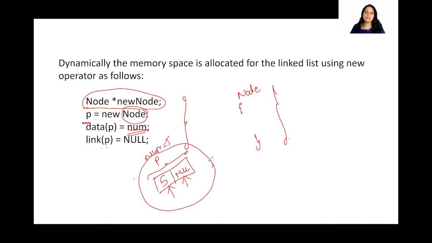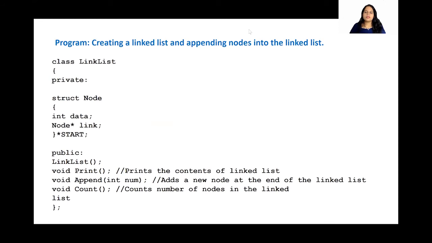I hope this is clear. So when I say P is equal to new node, P is going to hold the address of that node. When I say data of P, it is nothing but this. When I say link of P, it is nothing but the link part of P. Okay, so this is how we are going to use the new operator in order to create linked list nodes. Now, the very first program of this data structure is how to create a linked list and append the nodes into the linked list.